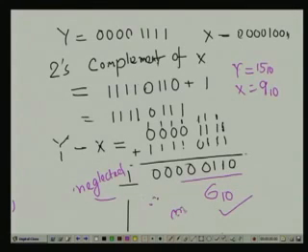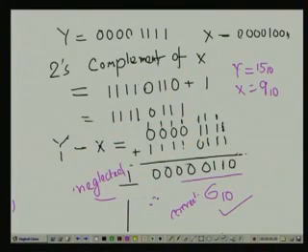So, what we have seen is that if any one of the numbers is an n bit number, then the other number should also be of the same bit size, otherwise the result will be wrong. And we have just checked this for this example.